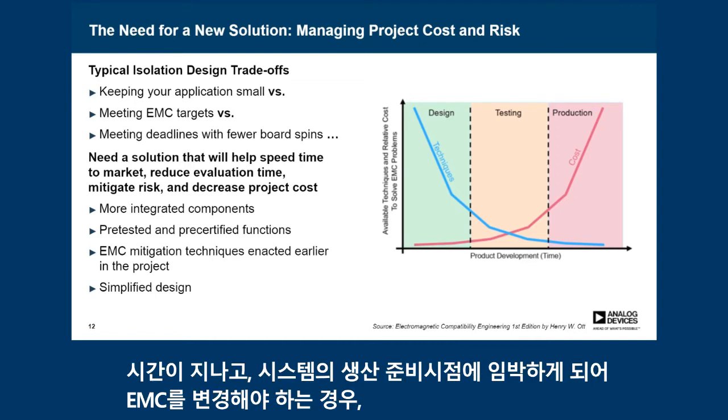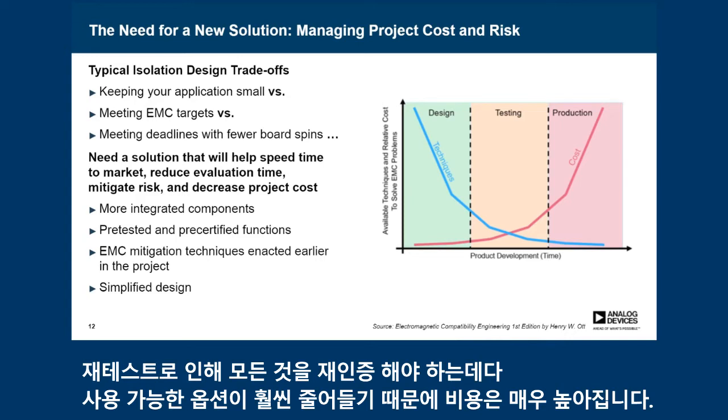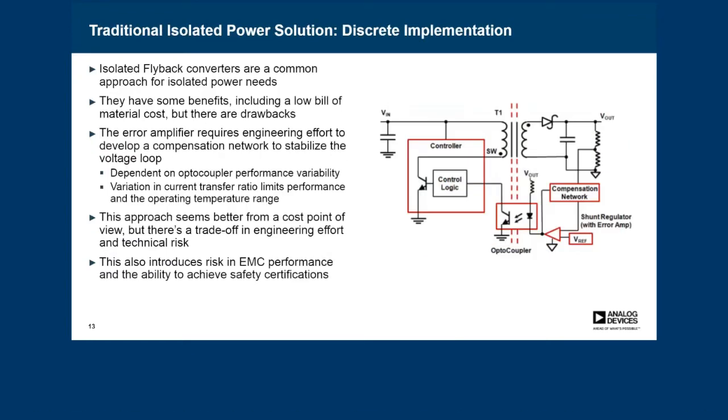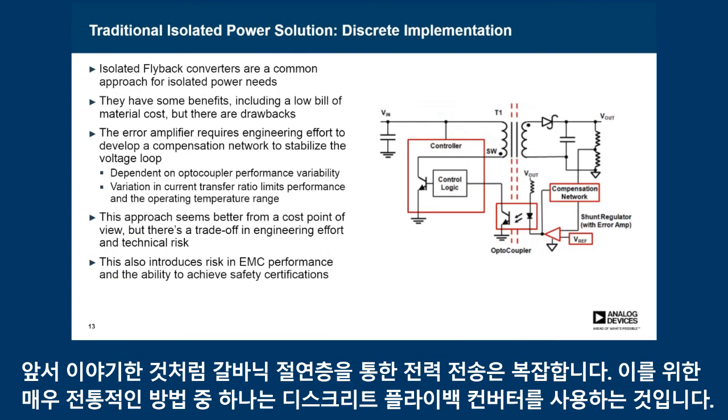As you move further through time and you get to the point where the system is ready for production, if you need to do an EMC change, then the cost becomes very high because you have to now retest and recertify everything. And then the availability of options is much lower. You're really constrained now because you have a completed system design that you probably don't want to change very much for multiple reasons. So we talked a little bit earlier about the complexity around transferring power across a galvanic isolation barrier.